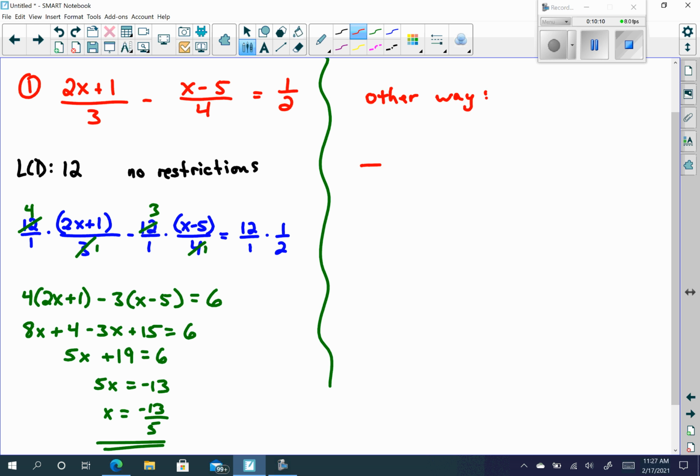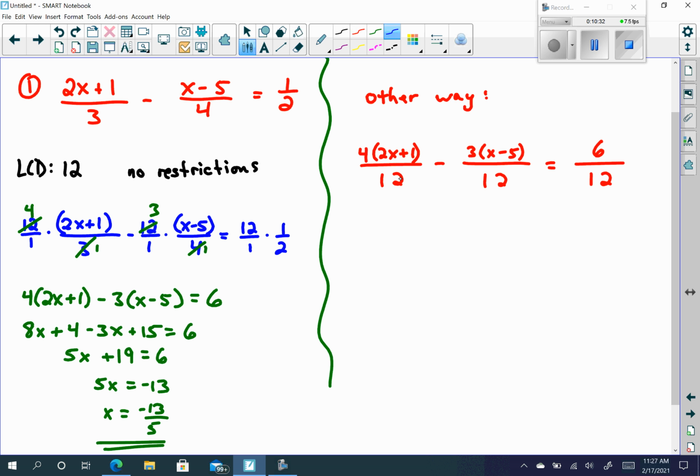So we can make every fraction have this LCD of 12. So I know 3 got multiplied by 4, so I can multiply the 2x plus 1 by 4. The 4 got multiplied by 3, so I would multiply the x minus 5 times 3. And then the 2 had to get multiplied by 6.